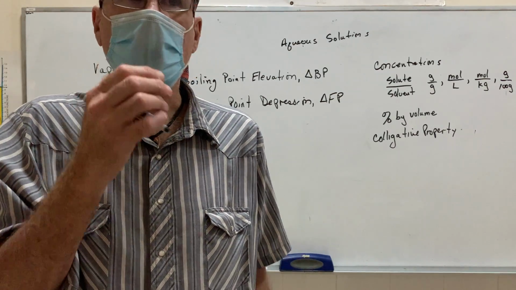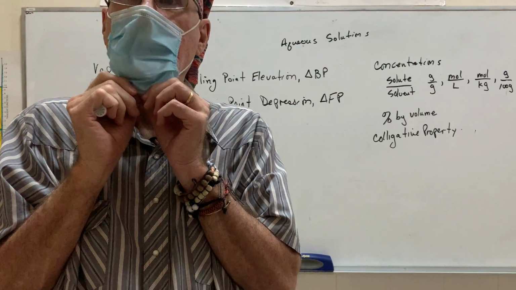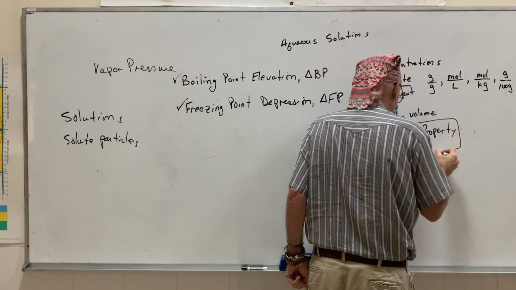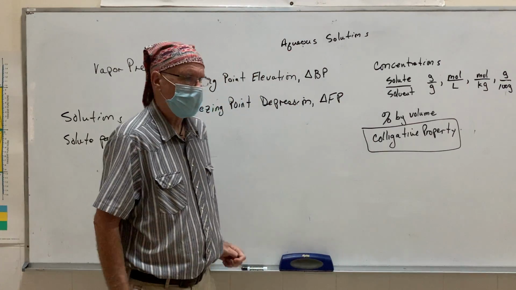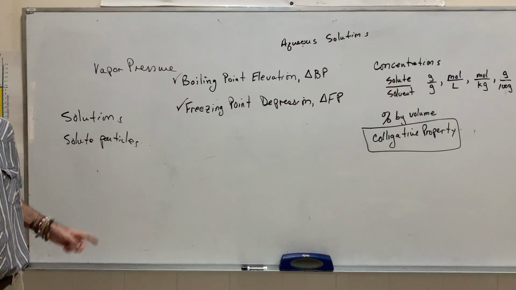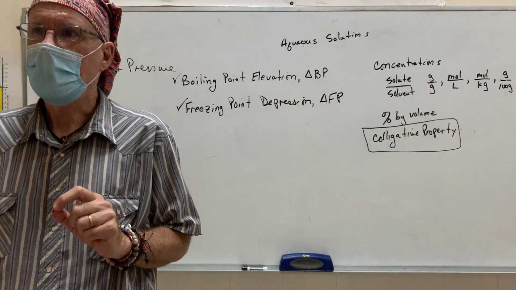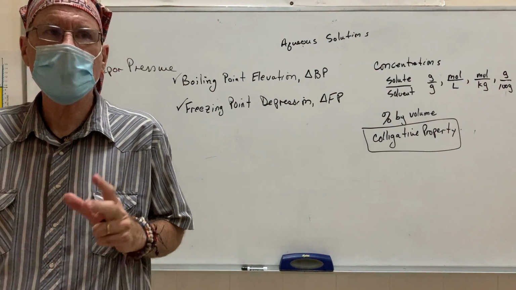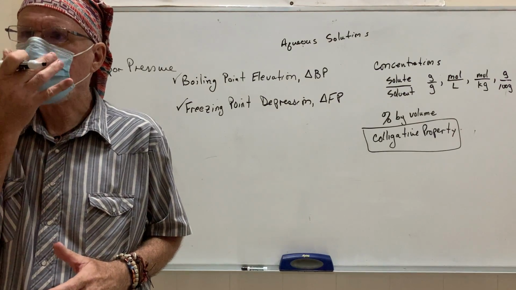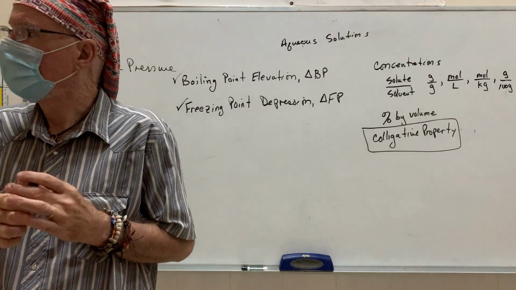Okay? So, this is big. It's huge. Colligative properties are properties of solutions that depend on the solute particle. Not the type of particle, but just that it's a particle. It could be sodium chloride, it could be calcium chloride, it could be potassium nitrate, but it's just the fact that it's a particle, correct? It could be sugar.